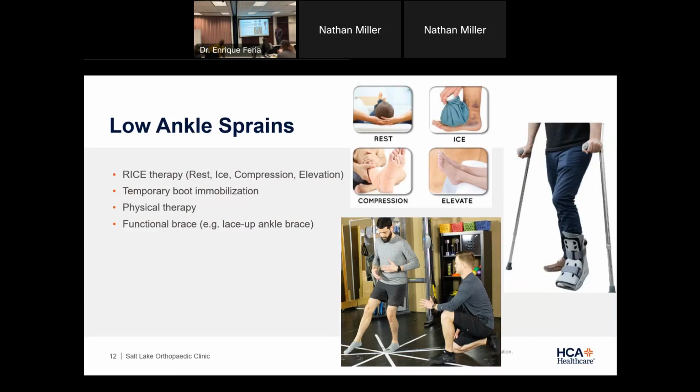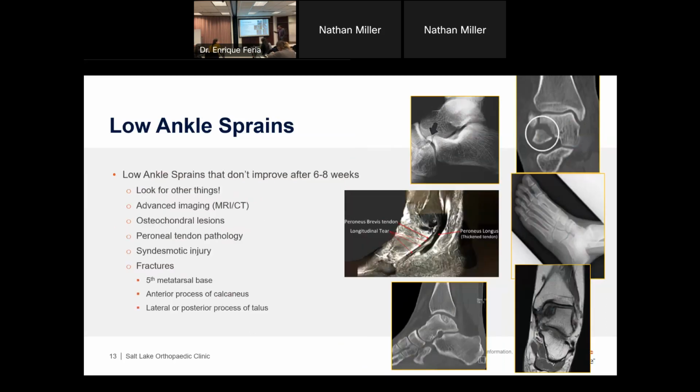And then ultimately getting patients into physical therapy where they get a chance to work on getting their motion and strength back, and eventually working on something that's called neuromuscular conditioning, where they work on their balance and proprioception. Functional bracing, like a lace-up ankle brace, can also be helpful in the long term, especially for high-risk activities like sports. Like I said, with low ankle sprains, the higher the grade, the longer it takes to recover. Typically though, from about 6 to 8 weeks, most of these ankle sprains do resolve and patients are able to get back into their normal activity.